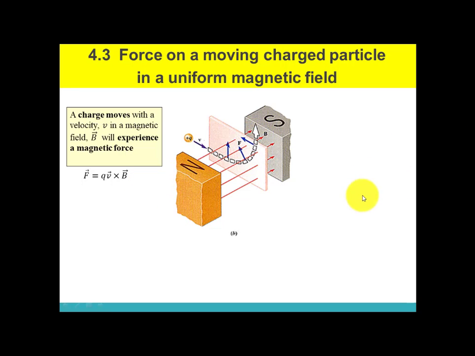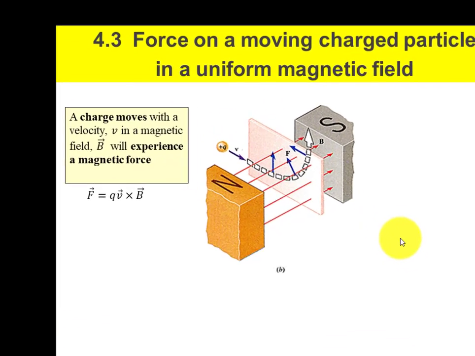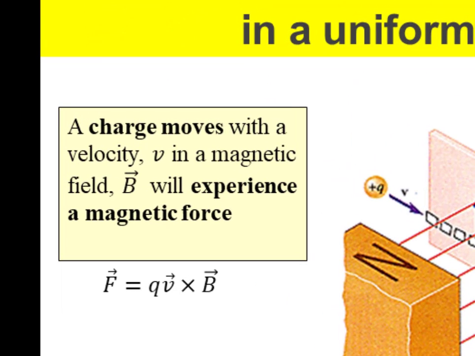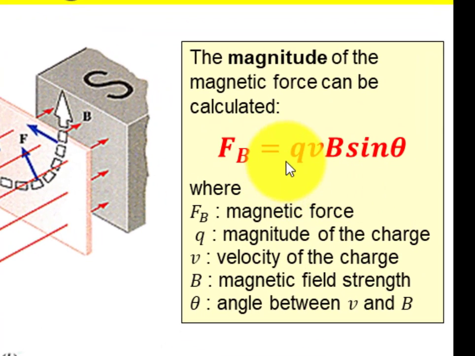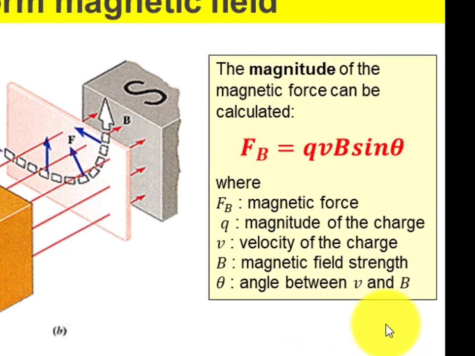A charge moving with a velocity v in a magnetic field B will experience a magnetic force using the formula F equals Q v cross B. The magnitude of the magnetic force can be calculated using the formula F_B equals QvB sine theta, where F_B is the magnetic force, Q is the magnitude of the charge, v is the velocity of the charge, B is the magnetic field strength, and theta is the angle between v and B.